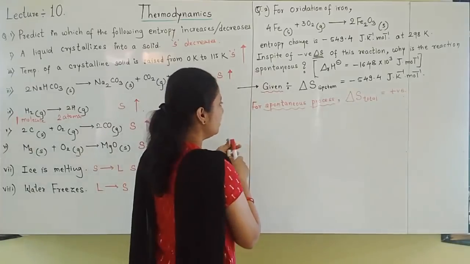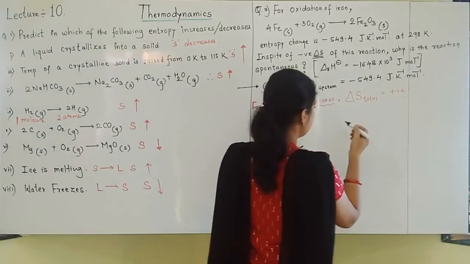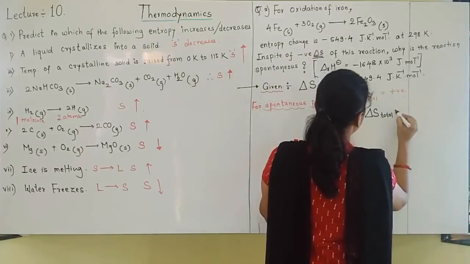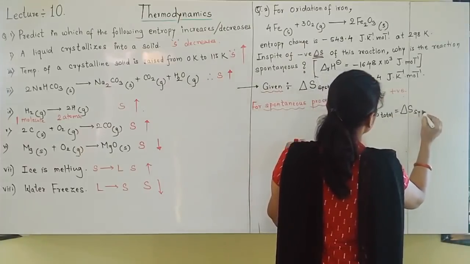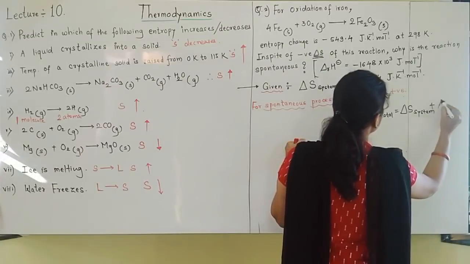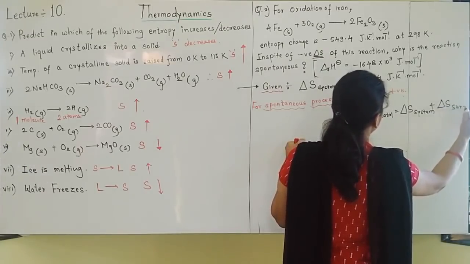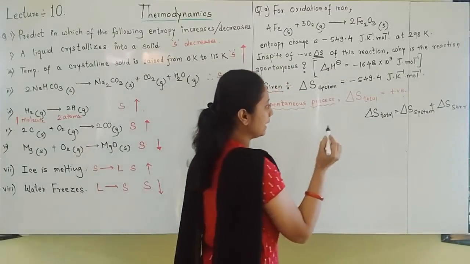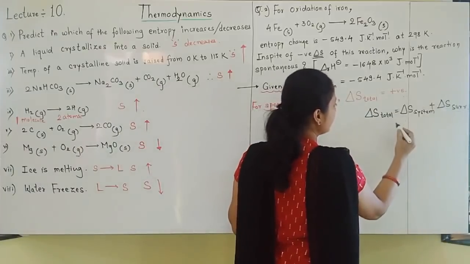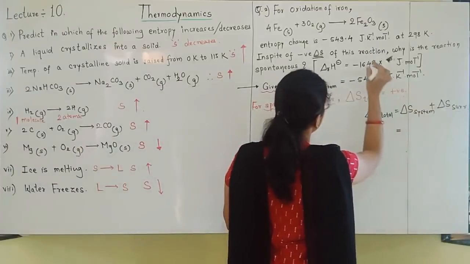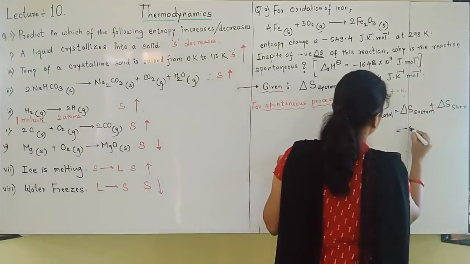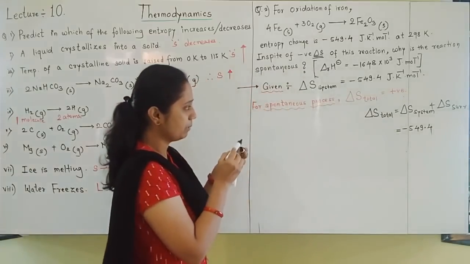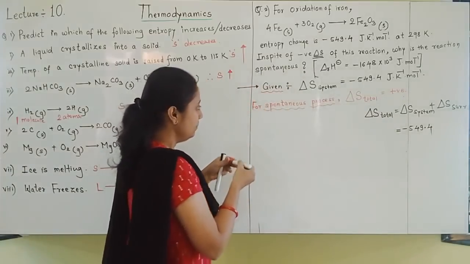How to find it? The formula is delta S total is equal to delta S of system plus delta S of surroundings. The thing is, we don't know delta S of surroundings. Given is only delta S of the system, minus 549.4. This value is given for the system, but we don't know delta S of surroundings.